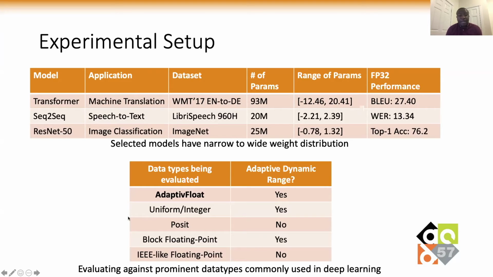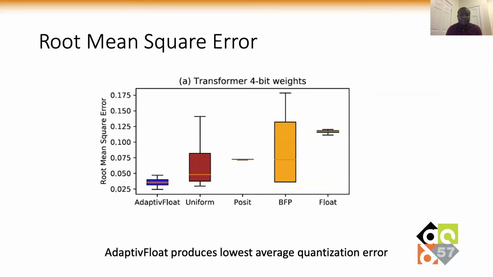Notably, in the POSIT and IEEE-like float, the dynamic range of these data types is fixed, which means that it does not adapt to the distribution of the data. If we were to look at the root mean square error computed across all the layers of the transformer model, we see that adaptive float produces the lowest average quantization error compared to uniform, POSIT, block floating point, and float.